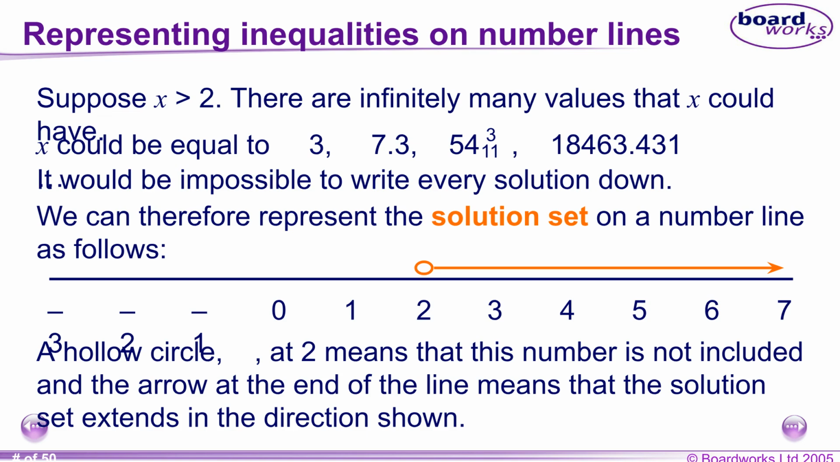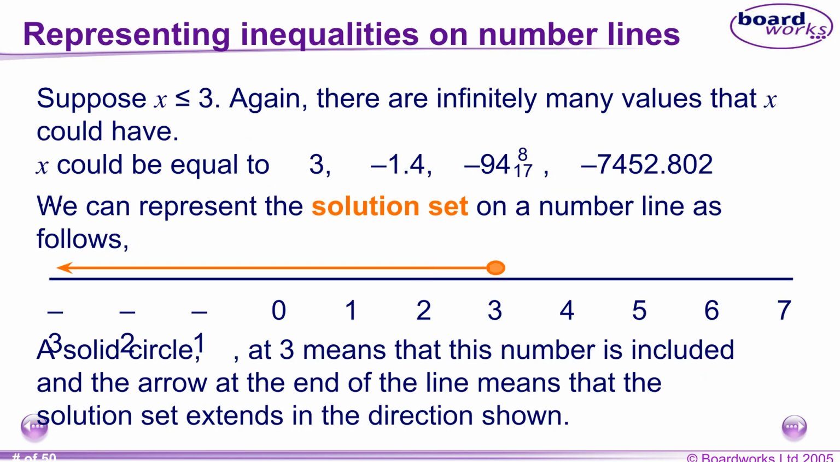To represent inequalities like x is greater than 2, we use a number line. Because there are infinitely many solutions, we use a hollow circle at 2 to show it's not included, and an arrow extending to the right, showing the solution set. The set of values that solve an inequality is called the solution set. To represent x is less than or equal to 3 on a number line, we use a solid circle at 3, because this number is included in the solution set. An arrow extends to the left, indicating that the solution set continues indefinitely in that direction.